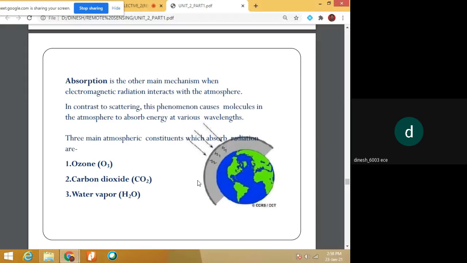Absorption is the main mechanism where electromagnetic wave radiation interacts with the atmosphere. In contrast to scattering, this phenomenon causes molecules in the atmosphere to absorb energy at different wavelengths. There are three major absorbents: oxides, carbon dioxide, and H2O.